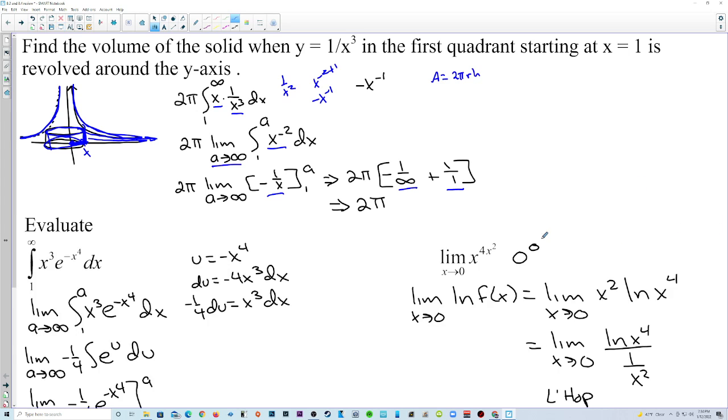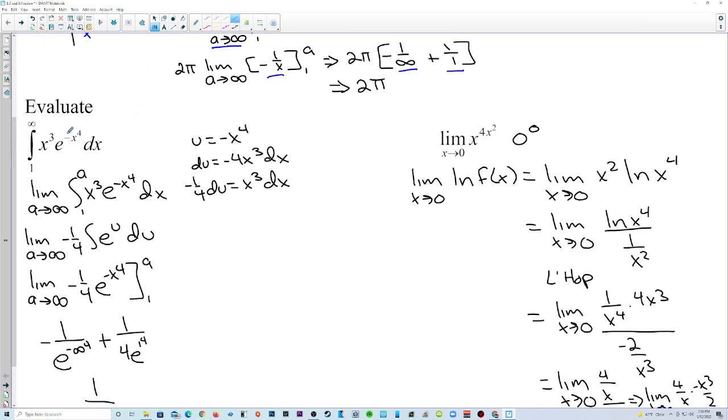Let's uncover the rest of it here. Evaluate this one. Well, we can't do tabular because I really don't know what the integral of that is. So we have u substitution. We're going to let u equal x to the third. No, excuse me, not x to the third. That's not correct. u is equal to negative x to the fourth. So we let u equal that.